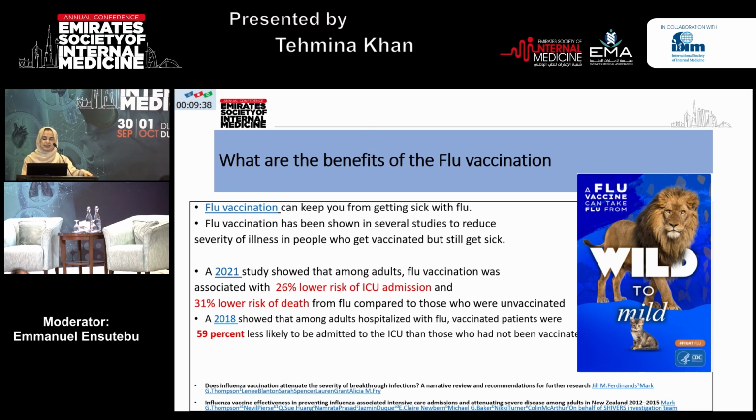This is the CDC logo this year. A flu vaccine can take the flu from wild to mild. And we all know from several studies that flu vaccination reduces the severity of the illness, even in people who get sick with flu after the vaccination. And there are several studies that have shown that it has been associated with the decreased ICU admission and lower risk of death. So mortality is also significantly reduced in people when you compare it to unvaccinated people.